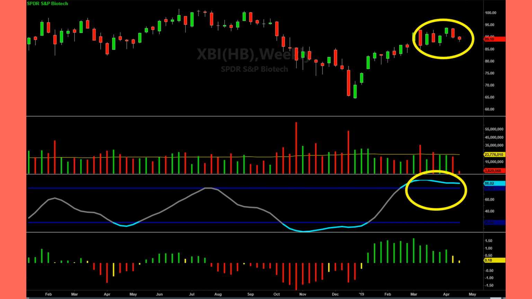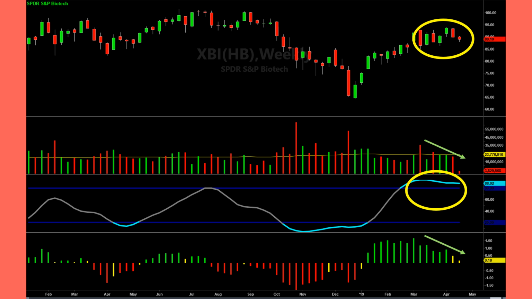All right, lastly, let's take a look at the S&P Biotech industry. This is the XBI. We're going to look at the weekly chart. Not a whole lot here other than the fact that, yeah, we are overbought on our stochastic slow and the price is lower relative to previous highs. So this is a type of bearish looking chart.